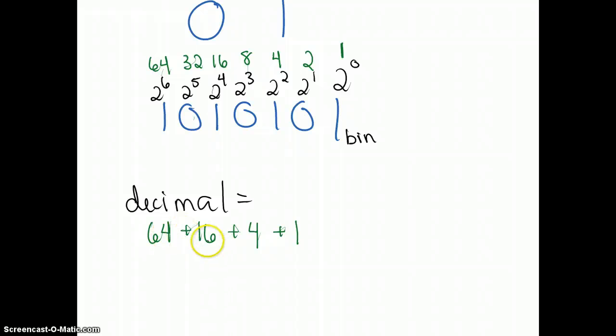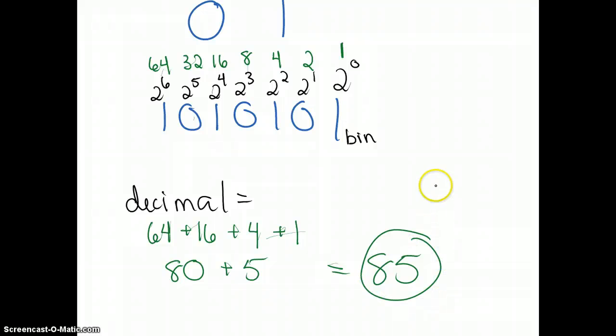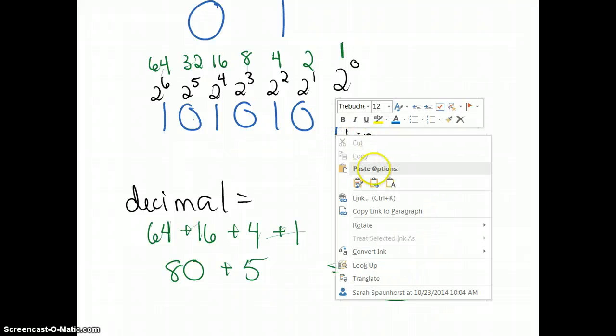So 64 plus 16 is 80. 4 plus 1 is 5. So our answer for this is 85. So this is how you would write the number 85 in binary.